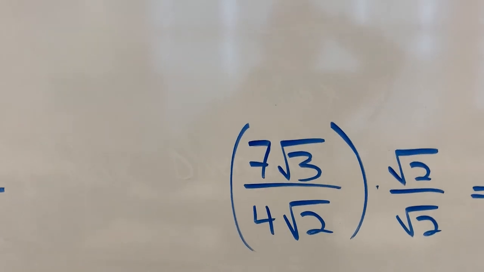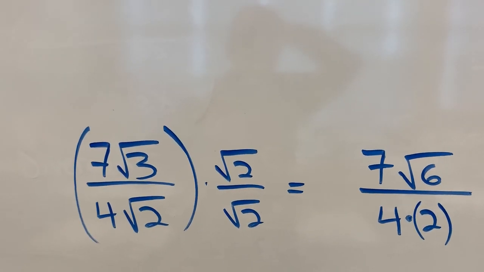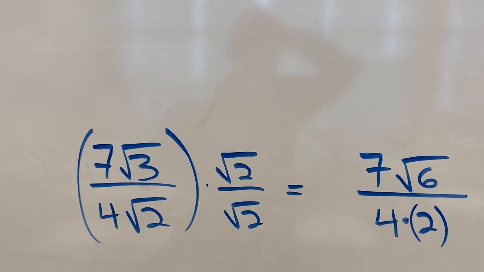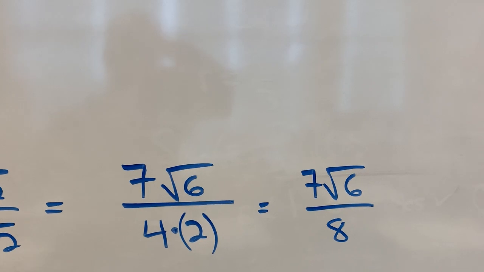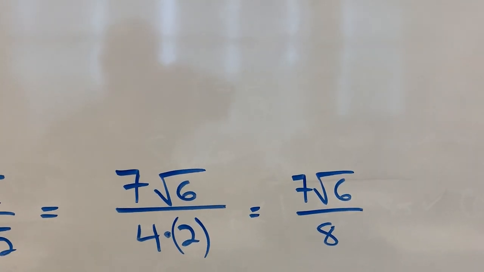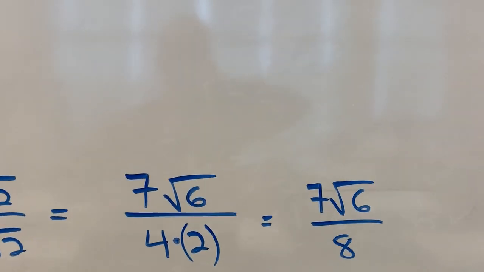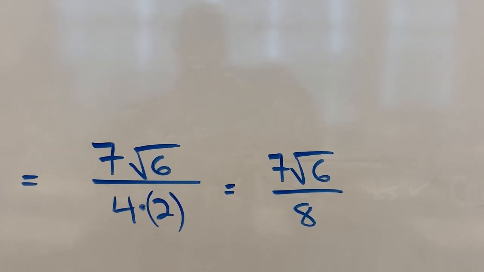Now, 7 root 3 times root 2 ends up giving me 7 root 6. 4 times root 2 times root 2 just gives me 4 times 2, which is 8. So we have an answer that just ends up being 7 root 6 over 8. And because 7/8 doesn't reduce, we're done. Root 6 is as simple a radical as we can get, and question's finished.